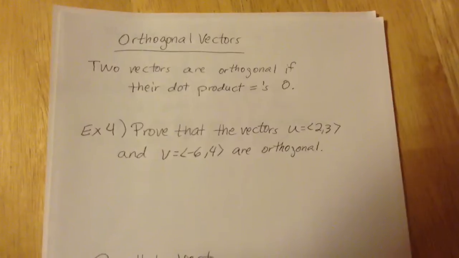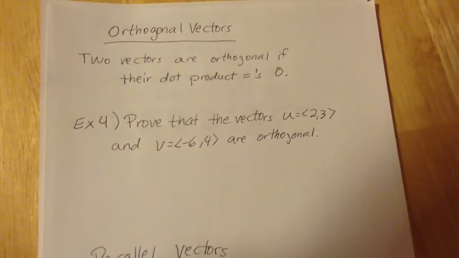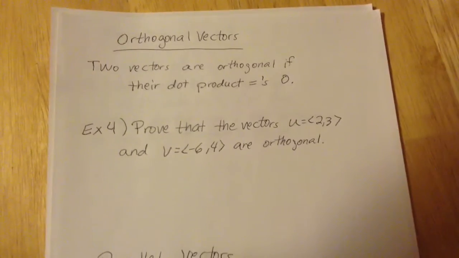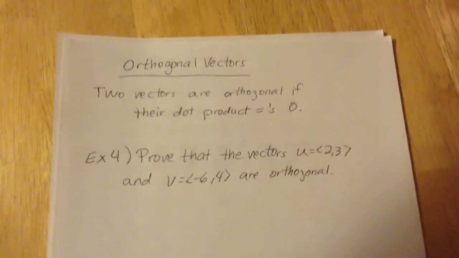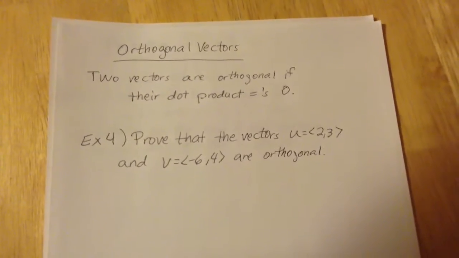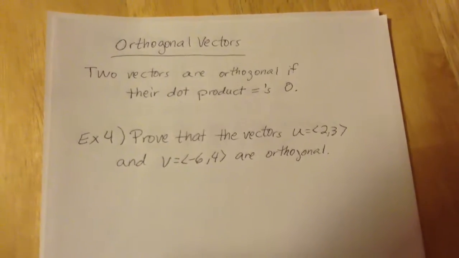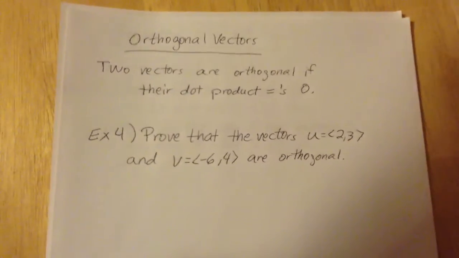Next, we'll talk about orthogonal vectors. Orthogonal is kind of the perpendicular for vectors, but a little bit more specialized. Orthogonal vectors are vectors whose dot product is equal to 0. Interestingly, the 0, 0 vector is orthogonal to all of the vectors.